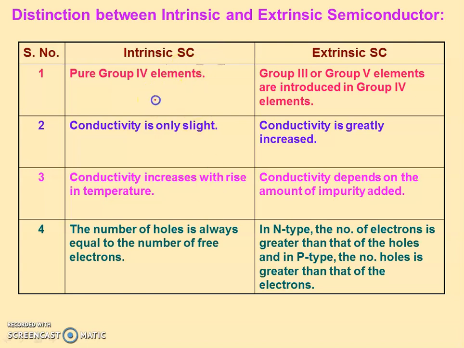Now we can distinguish the 2 types of semiconductor, intrinsic and extrinsic semiconductor, like this. Intrinsic semiconductor contains the elements having tetravalency. Its conductivity is very low. Its conductivity increases with increasing the temperature. The number of holes is equal to number of electrons. In extrinsic semiconductor, there is a doping of trivalent or pentavalent impurity. Conductivity is increased. Conductivity depends on the amount of impurity atom.